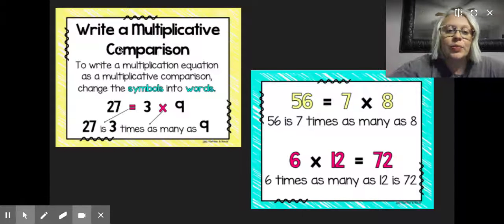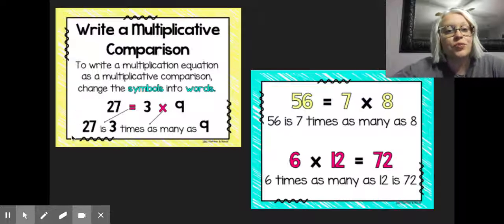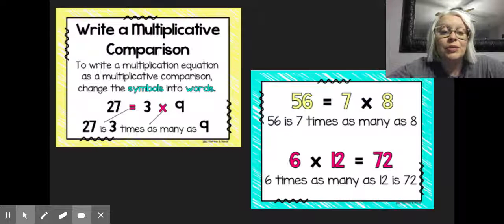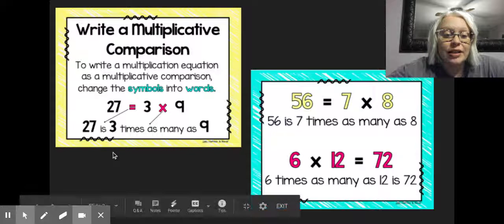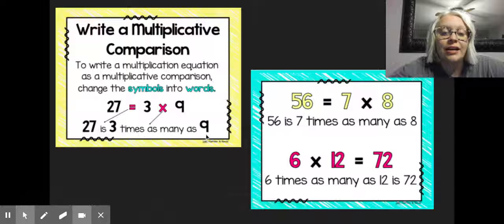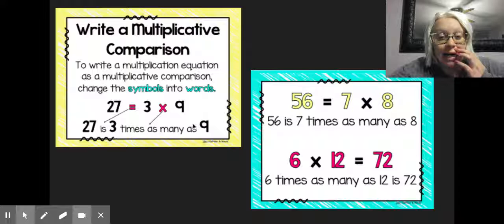Okay. So up here, let's look at this yellow one on the left. It says write a multiplicative comparison. To write a multiplication equation as a multiplicative comparison, change the symbols into words. So let's look here. 27 is 3 times as many as 9. So here's our 3, and there's our times, 3 times as many as 9.